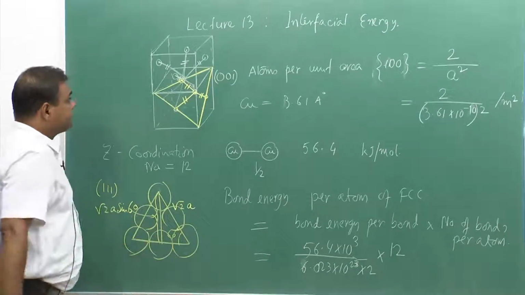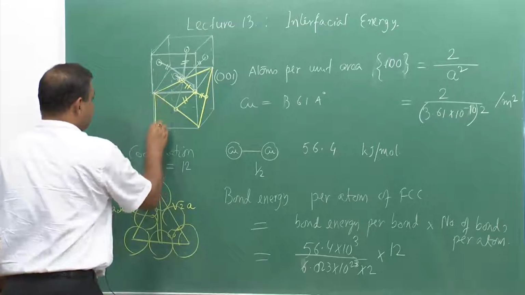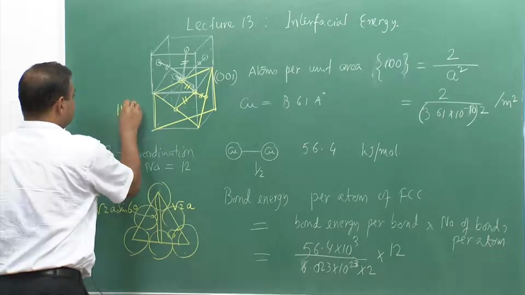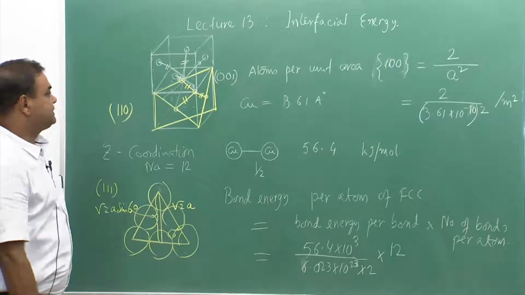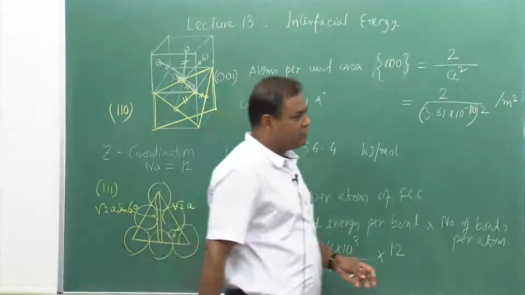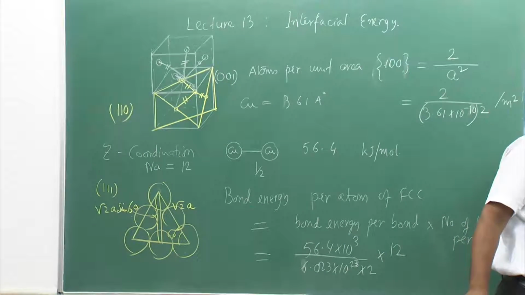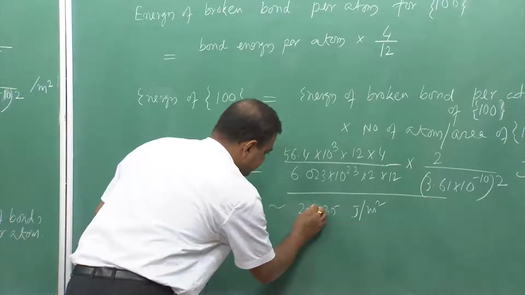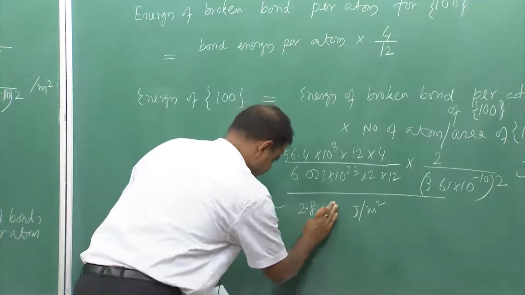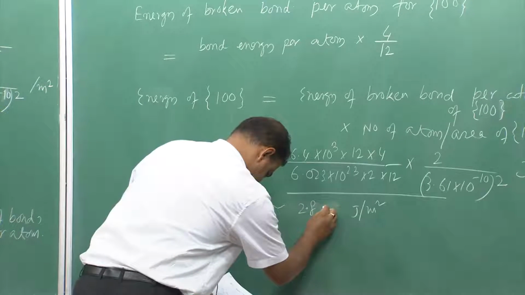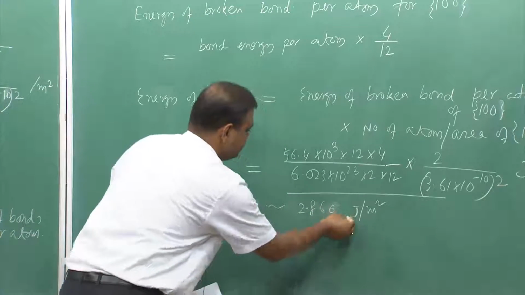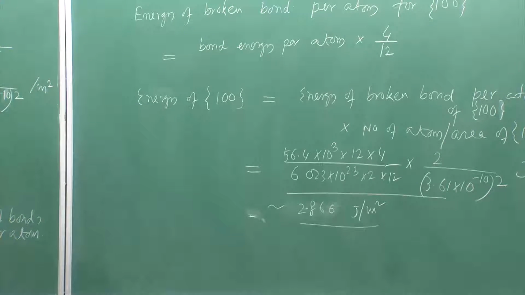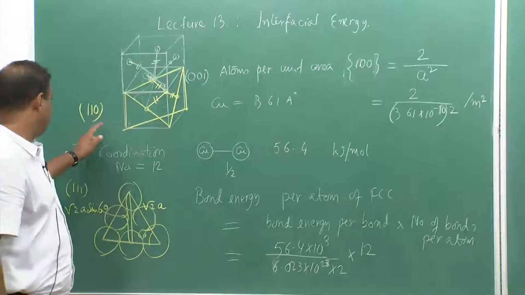Similarly, you can also calculate the 110 plane. So, you do those exercises, and also please check what value you are getting. So, this value, I think I made a little mistake, it would become 2.866 joule per meter square. So, in a similar way you can calculate for the 111 plane as well as the 110 plane.